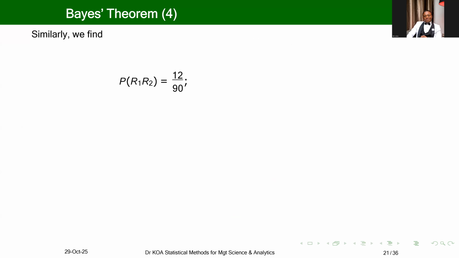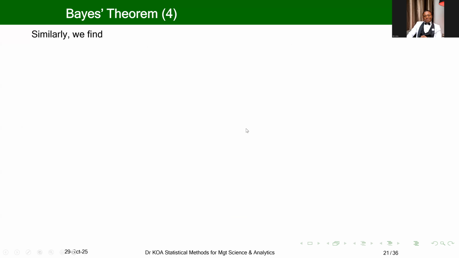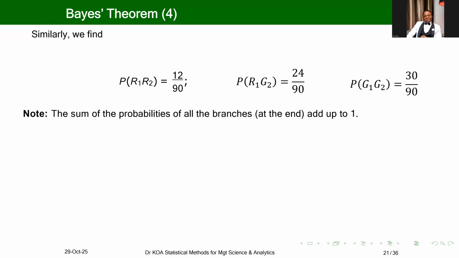We can find R1, R2 to be 12 over 19, R1, G2 to be that. All of them, but I just wanted to note that all of them are being collected from the conditional probability formula. Now, the sum of the probabilities of all the branches will eventually end up to be 1. So if you take each one of these and add them, you see that the numerators are all going to be 90. And as for the denominators, they are already 90.